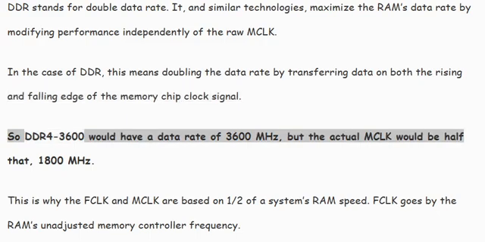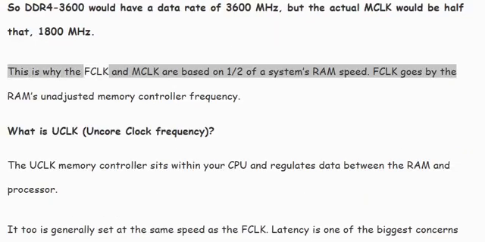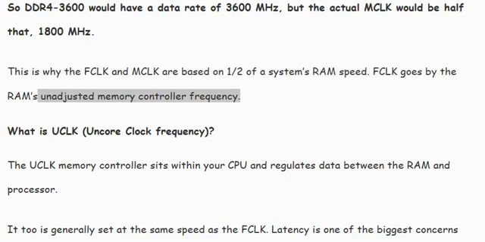So DDR4-3600 would have a data rate of 3600 MHz, but the actual MCLK would be half that, 1800 MHz. This is why the FCLK and MCLK are based on half of a system's RAM speed. FCLK goes by the RAM's unadjusted memory controller frequency.